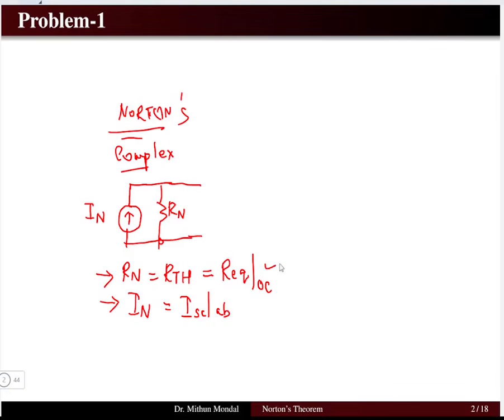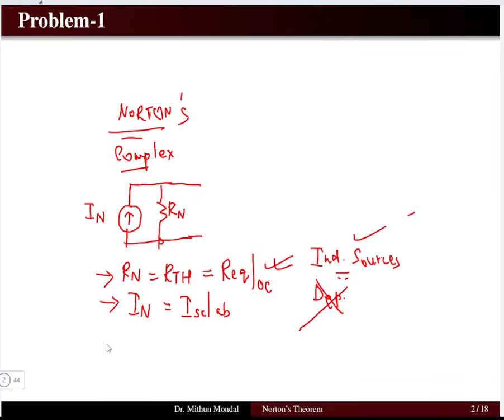When you find the Norton resistance, all independent sources need to be turned off. Independent source just means a voltage source or a current source which is independent, and that you need to turn off. However, dependent sources will not be turned off. Only independent sources will be turned off.